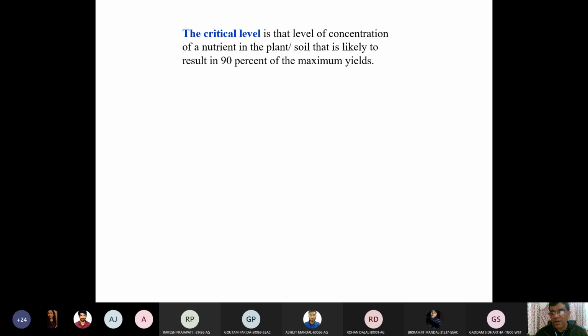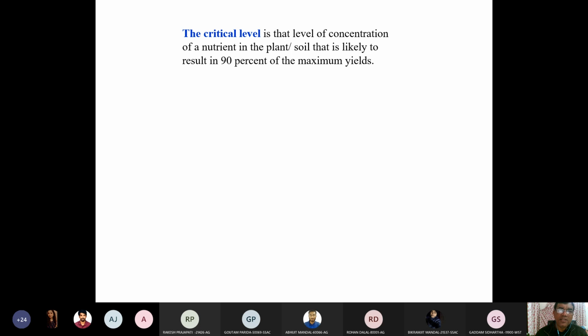So this is how we define the critical level: the concentration of a nutrient in plant or in soil that gives you 90% of the maximum yield, meaning 10% reduction in the growth or yield of the plant. At that particular point, you see the concentration of that element in the plant parts. That is your critical level.